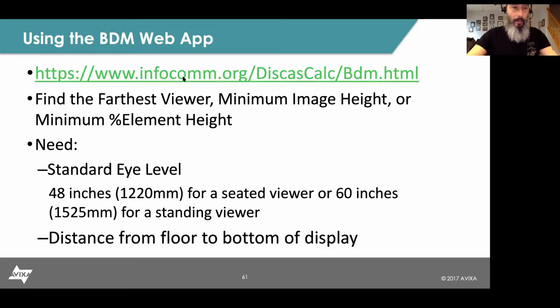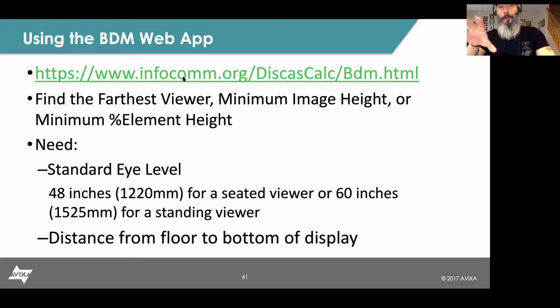So to get to the web app, you just type Avixa DISCAS calculator. This is the easiest way to get to it. You can go through the page and everything, but it's like 15 clicks as opposed to typing in Avixa DISCAS calculator and going right to it. If you go to the DISCAS calculator, it's going to want you to enter all the stuff for the cookie. You could do that, or just go down to basic decision making, and it brings it right up.